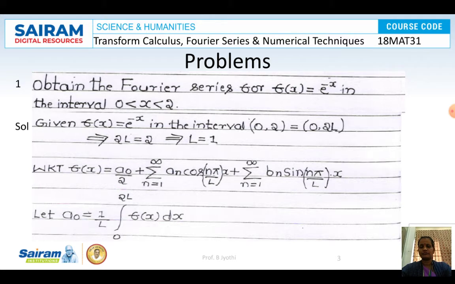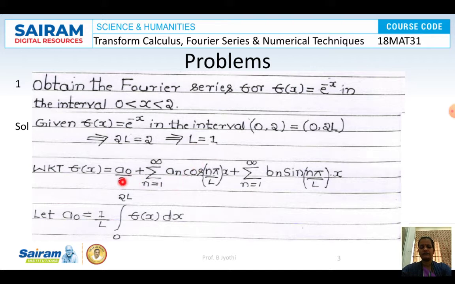Let's see the problems now. Obtain the Fourier series for f of x is equals to e power minus x in the interval 0 to 2. Solution: consider f of x is equals to e power minus x in the interval 0 to 2, and it is equated to 0 to 2L. Hence we get the value of L is equals to 1.